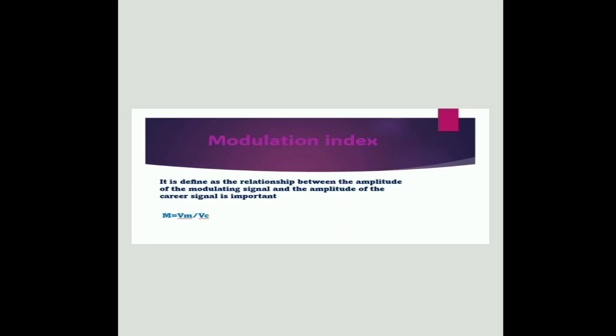Now, modulation index. It is defined as the relationship between the amplitude of the modulating signal and the amplitude of the carrier signal. M = Vm/Vc.